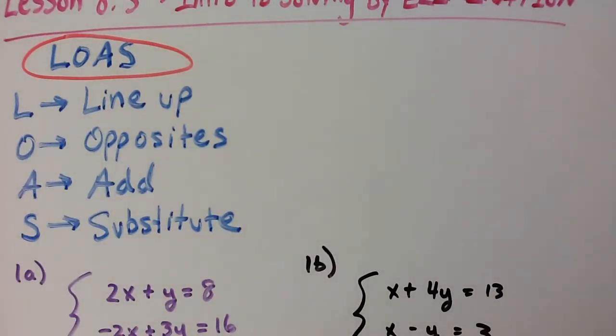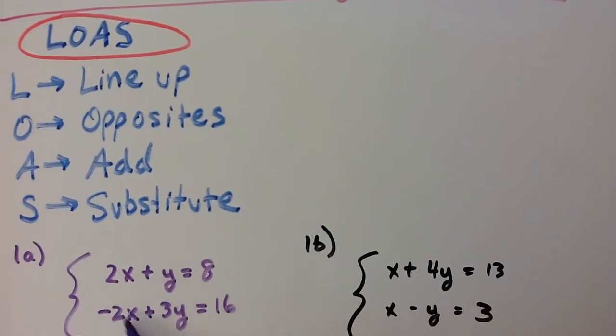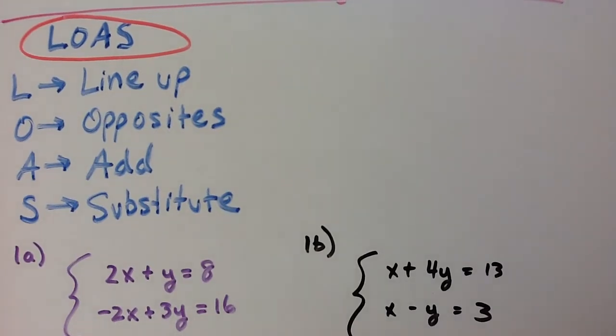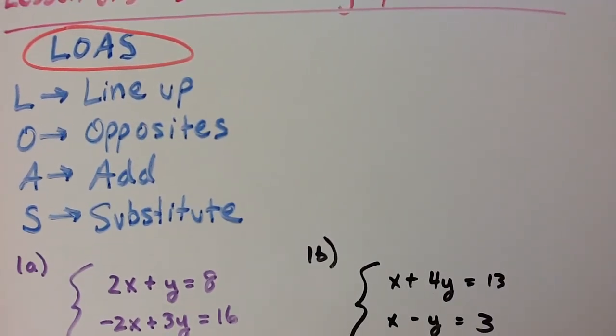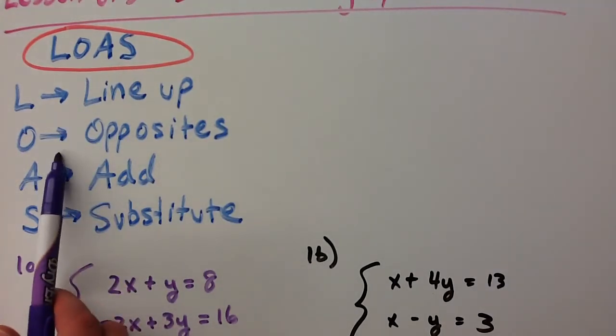So that's L. O is for opposites. We need to get opposite terms. And so if necessary, we need to multiply at least one equation by a constant, which is just some number, so that we result in two equations that contain opposite terms, like 2x and negative 2x. Those would be opposite terms, or negative y and positive y, or negative 4x and positive 4x. We need to get opposite terms. So line the equations up, get opposite terms.